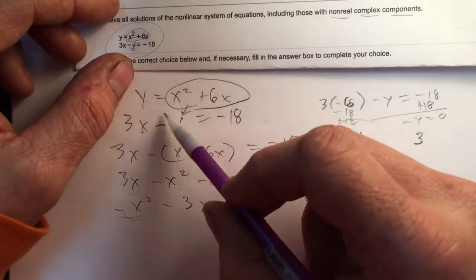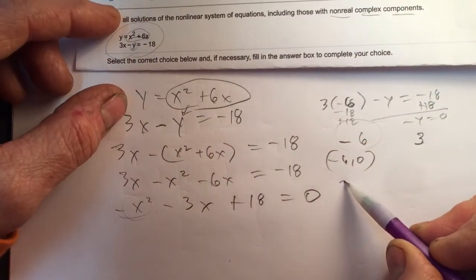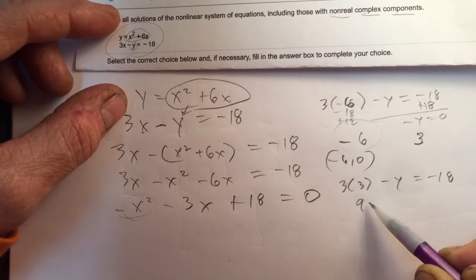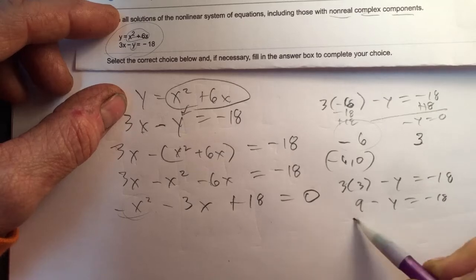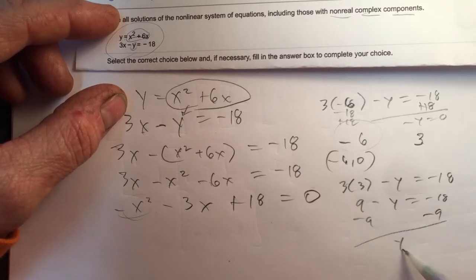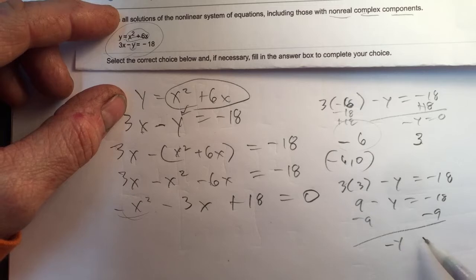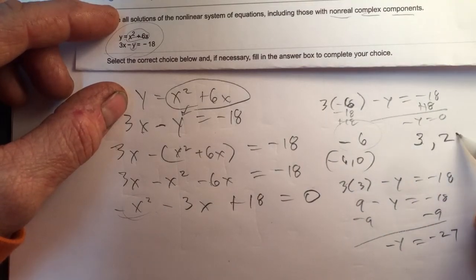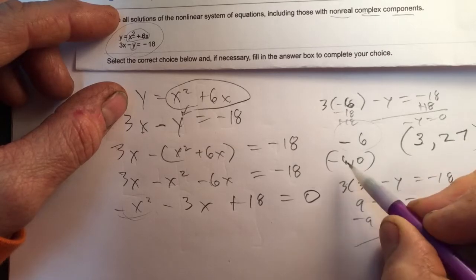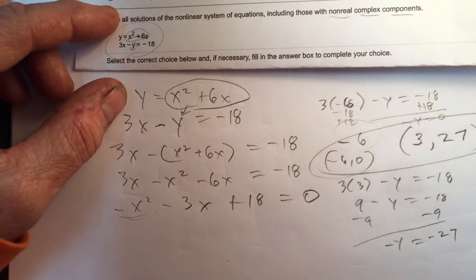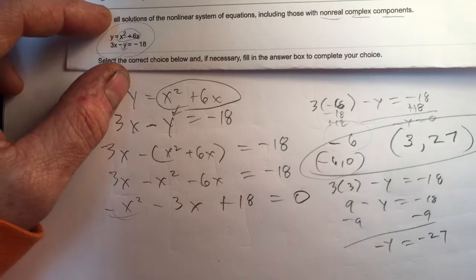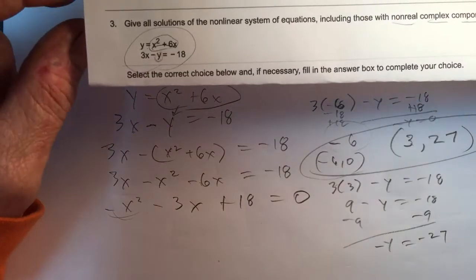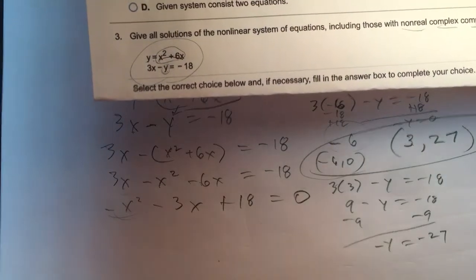And if I put 3 in for x, I'll have 3 times 3 minus y equals negative 18. So it's 9 minus y equals negative 18. So I'm going to minus 9. So negative y equals negative 27. So it looks like y is 27. So there's my two solutions. Okay. And I went through that kind of fast there, but that's what you do. You can rewind it and watch it over if you need to.